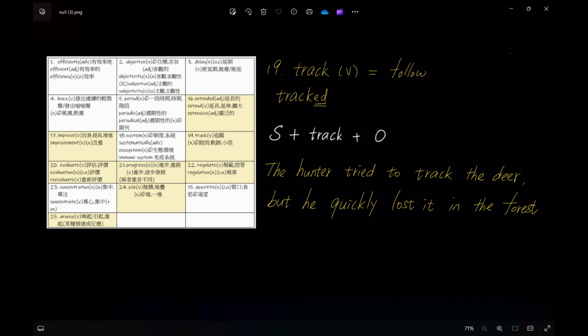Number 19. Let's talk about the word track. The past tense of track is tracked. It's a verb, a regular one. To track something means to follow something because maybe you see that as a target. Okay, so somebody tracked something else, like the hunter tried to track the deer, but he quickly lost it in the forest. So the hunter was seeing the deer as his target and was trying to follow it. So that's what track is. Okay, but track can also refer to a path, like a small road or street, something like that. So it will be a noun, countable.